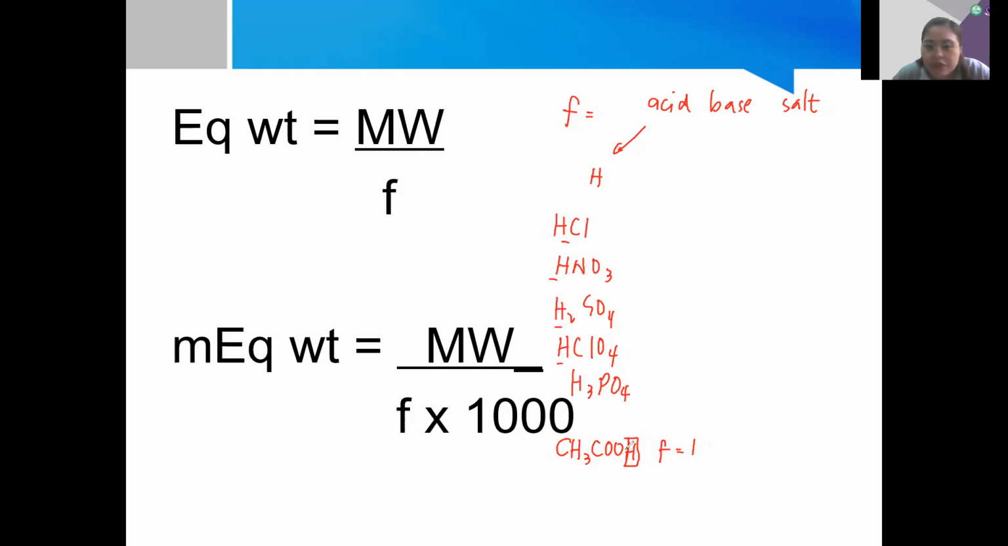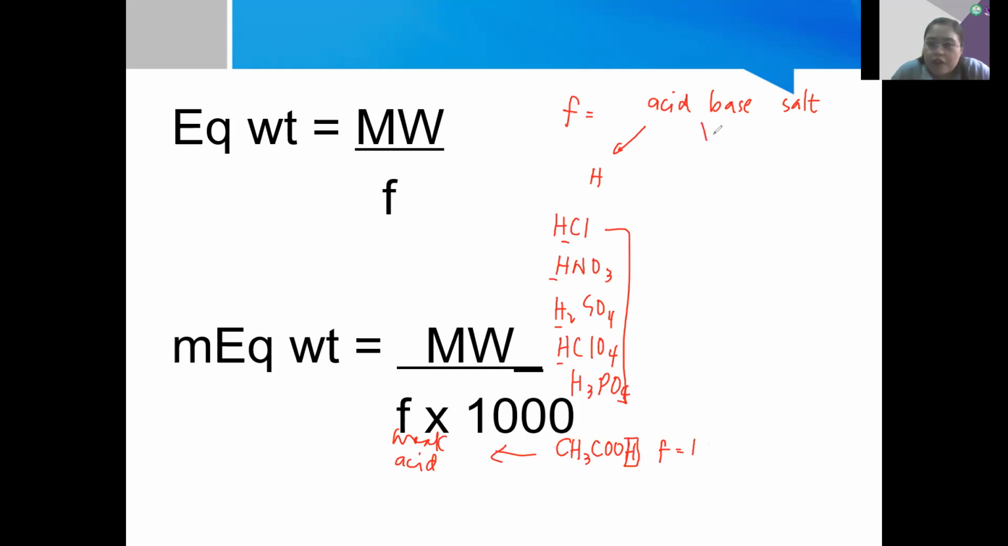So that is its only replaceable hydrogen. An organic acid will not completely dissociate. That is the reason why this is called a weak acid. It will not really give all the hydrogen that it has. It will only give one. These ones will give all of theirs, so they are counted as the factor for equivalence.